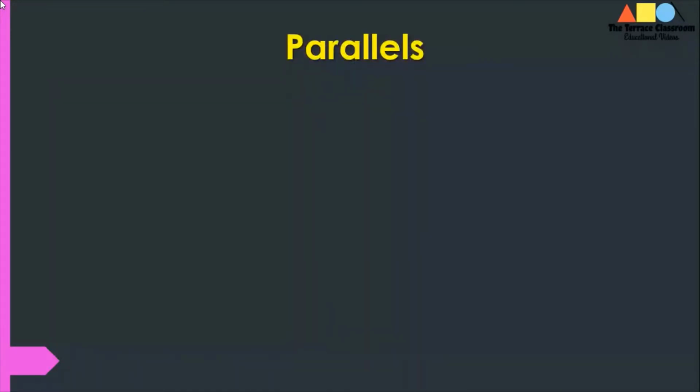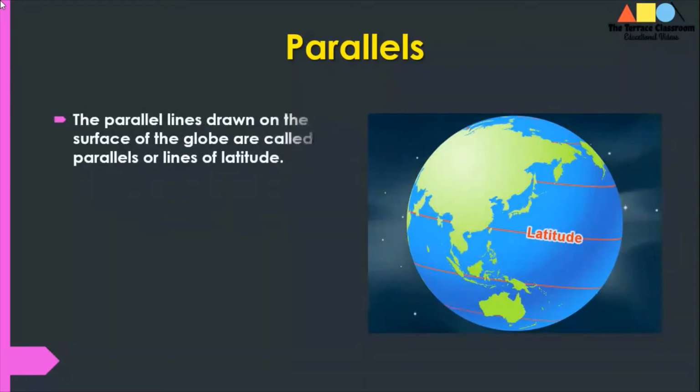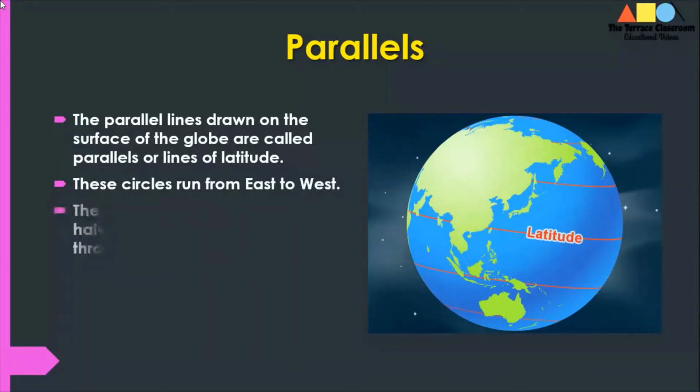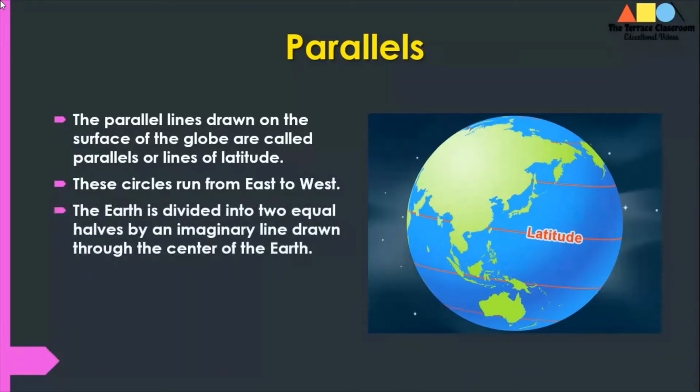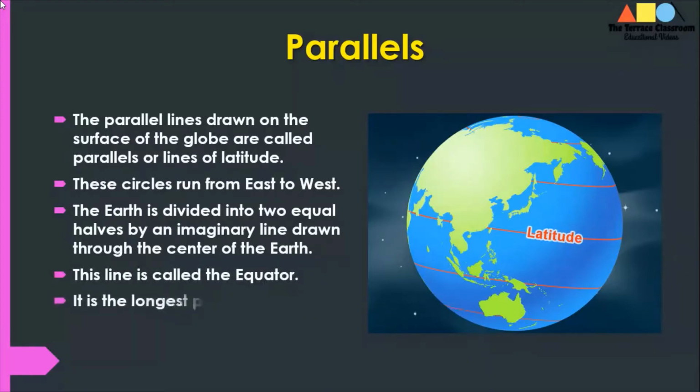So, let us begin with the first topic of today's video, that is parallels. The parallel lines drawn on the surface of the globe are called parallels or lines of latitude. These circles run from east to west. The Earth is divided into two equal halves by an imaginary line drawn through the center of the Earth. This line is called the equator. It is the longest parallel.